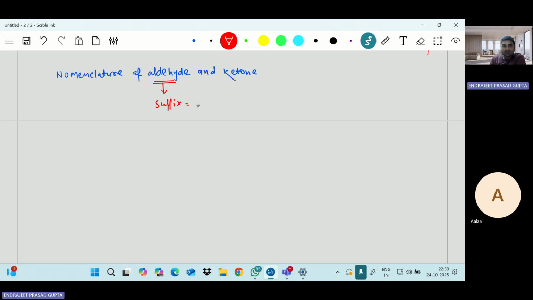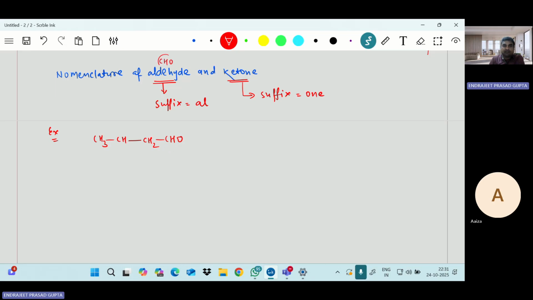So in the case of aldehyde, the suffix which we will use is "al", and in the case of ketone, the suffix which we will use is "one". Clear? Suppose there are two nomenclatures. The first one is the common nomenclature, and the second is the IUPAC nomenclature. So if you are writing CH3, CH, CH2, CHO, this CHO is aldehyde.